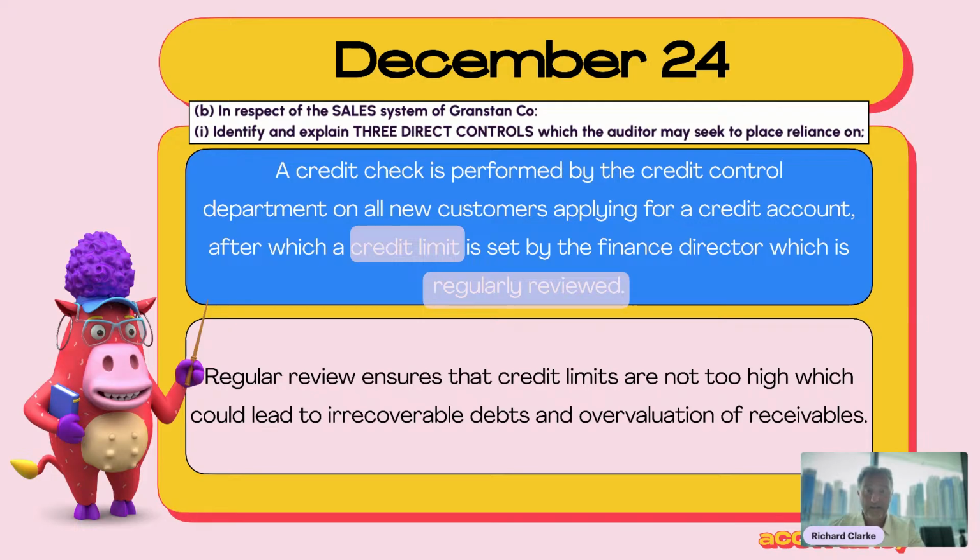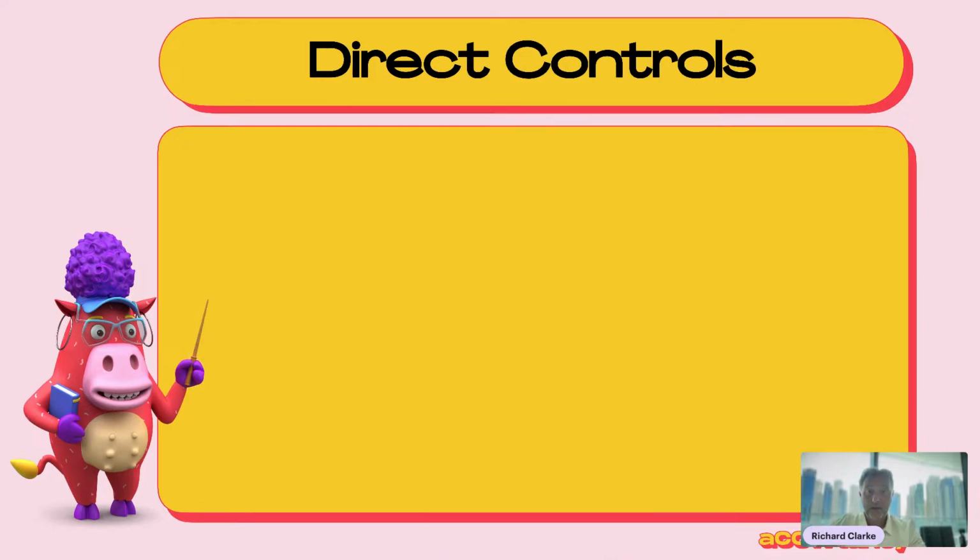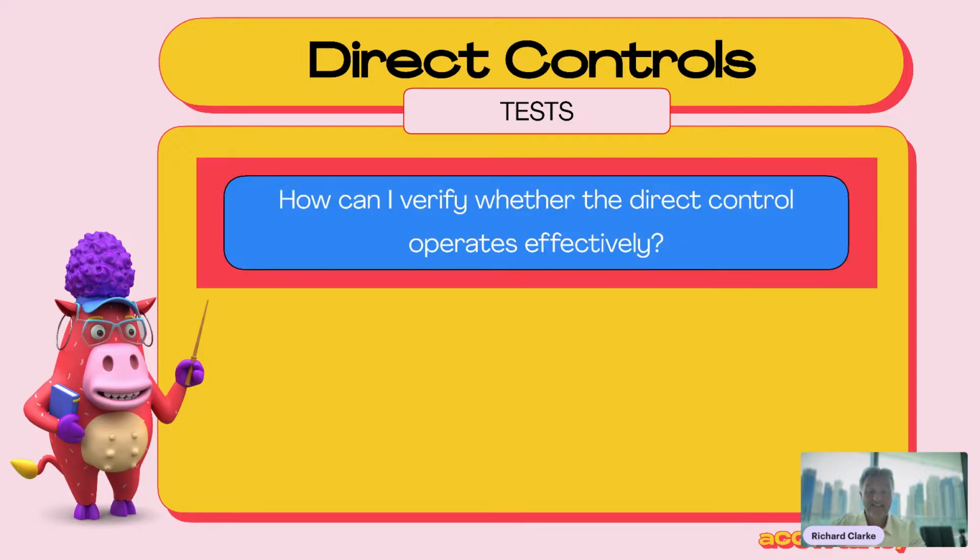Okay, so we've done the identification and explanation of one control. We're going to look at 3. Okay, and then we're going to go on to part 2. And part 2 is all about testing these controls. Probably the hardest bit, and that's why it's worth a full mark, actually.